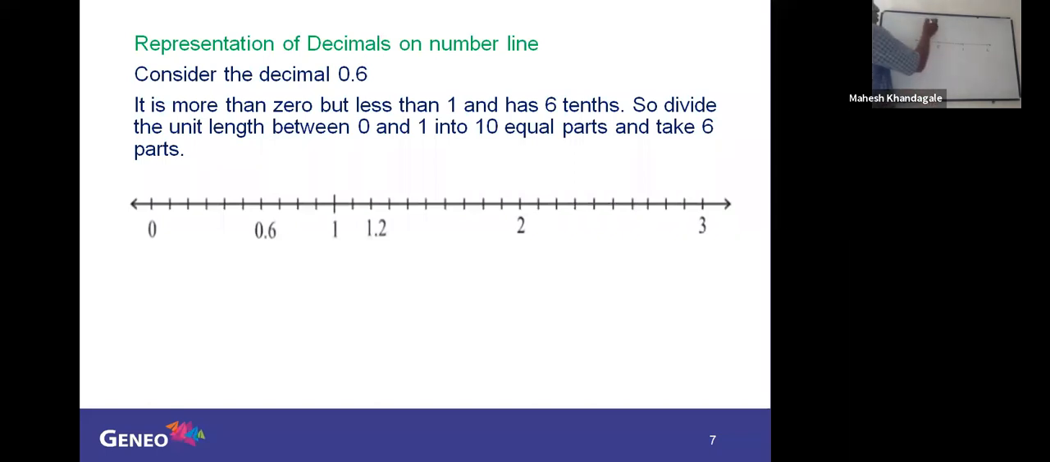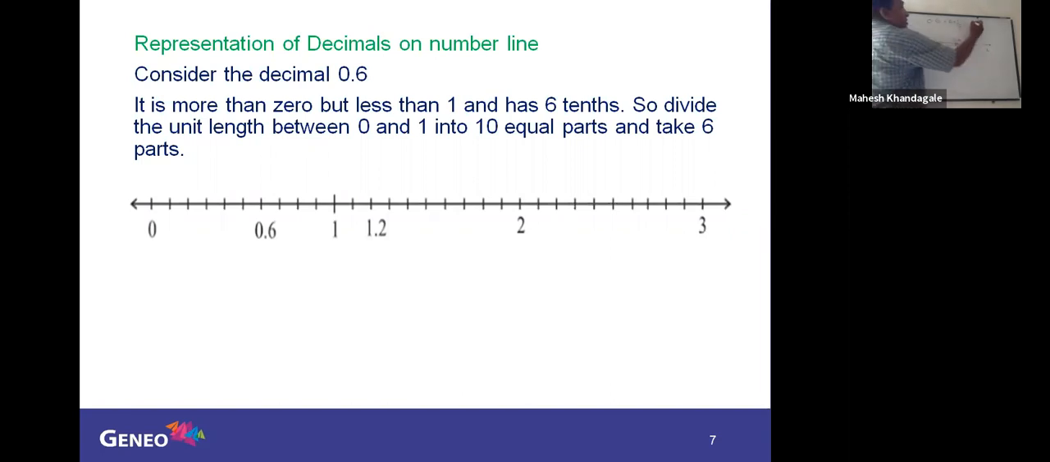Let us say I want to show 0.6. So what does this mean? 6 by 10, that is 6 units of 1/10. 1/10 means 1 part out of 10. So 0 to 1 we have divided into 10 equal parts, so each part will show 1/10. How many such parts do we need? 6. So start counting from here: 1, 2, 3, 4, 5, 6. So this number will be 0.6. Understood?